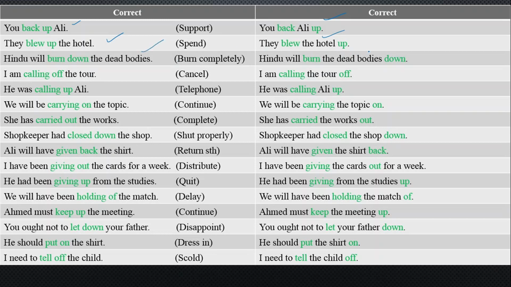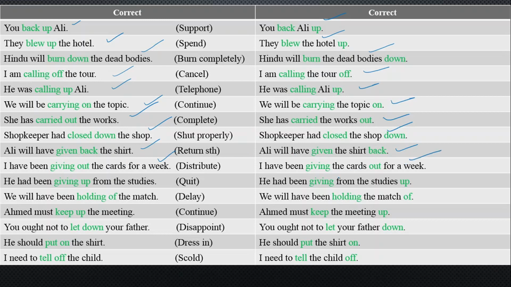Hindus will burn down the dead bodies, Hindus will burn the dead bodies down. I am calling off the tour, I am calling the tour off. He was calling up Ali, he was calling Ali up. We will be carrying on the topic, we will be carrying the topic on. She has carried out the works, she has carried the works out. The shopkeeper had closed down the shop, the shopkeeper had closed the shop down. Ali will have given back the shirt, Ali will have given the shirt back. I have been giving out the cards for a week, I have been giving the cards out for a week.